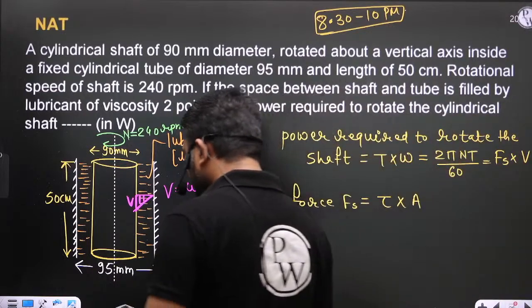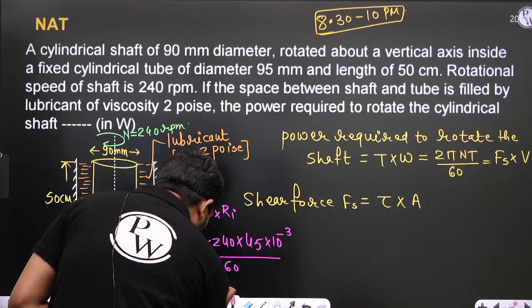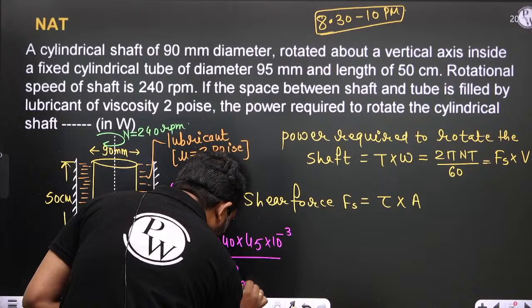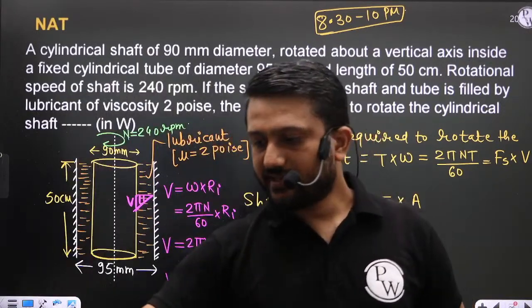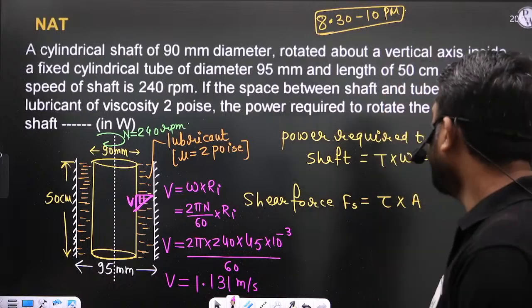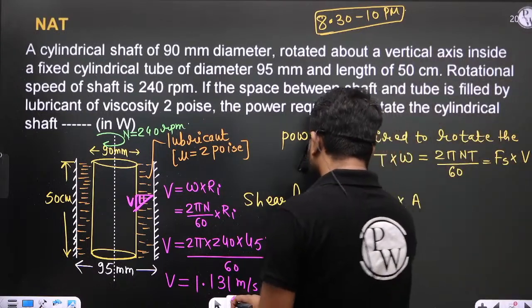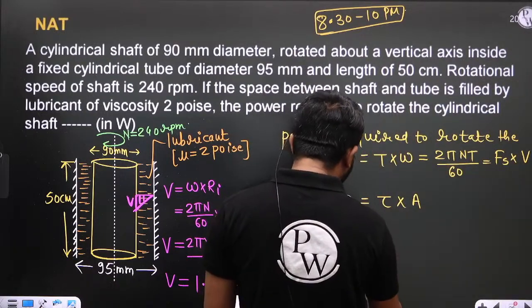So it comes 1.131 meter per second, right? This is the tangential velocity at the shaft surface, 1.131 meter per second. Fine. Now we can use Newton's law of viscosity.